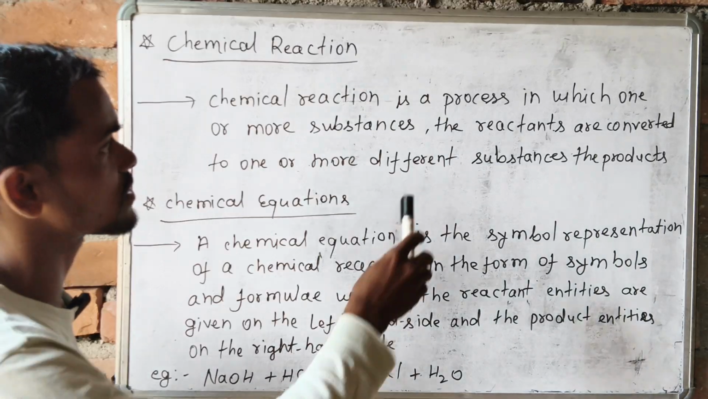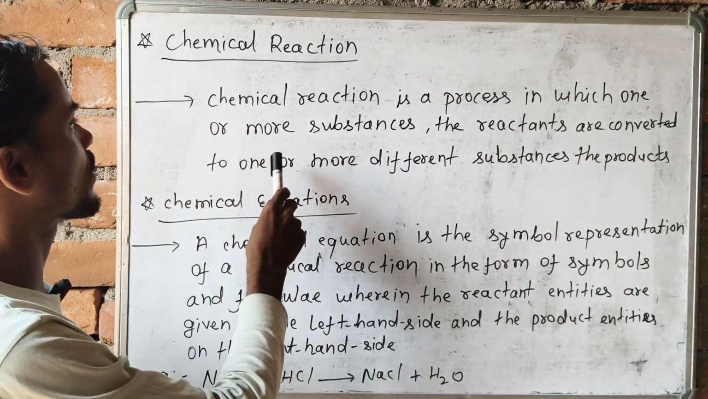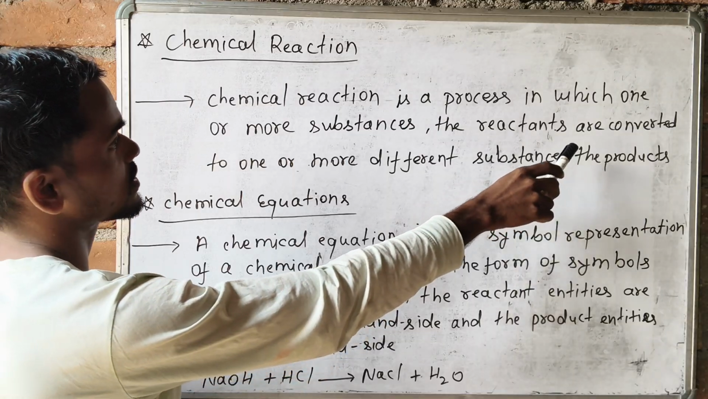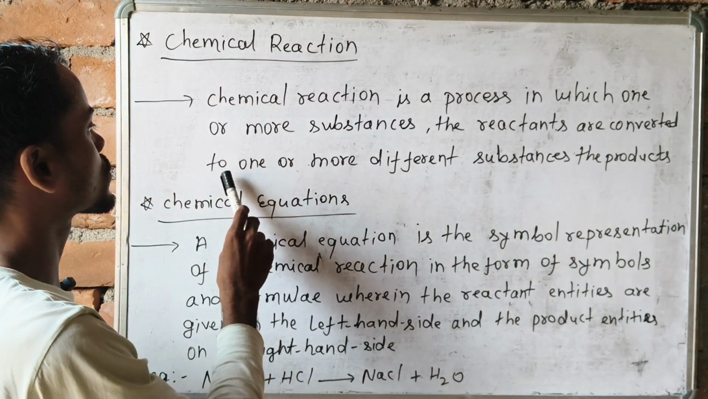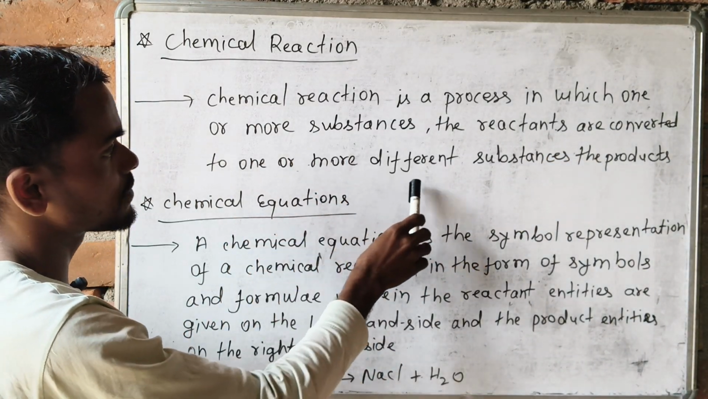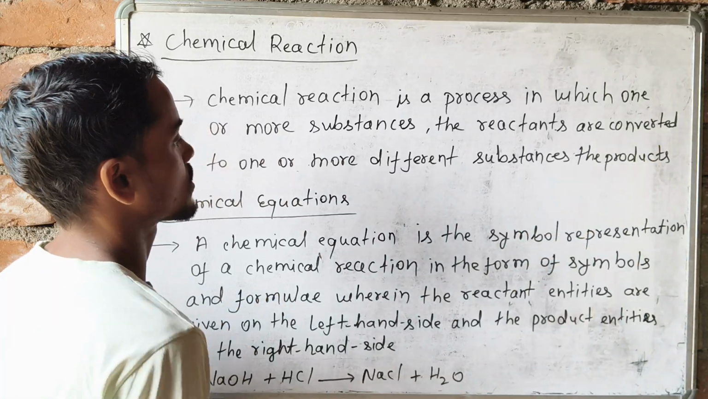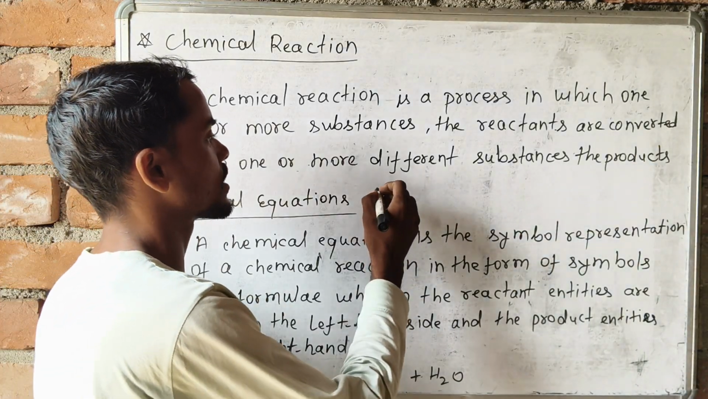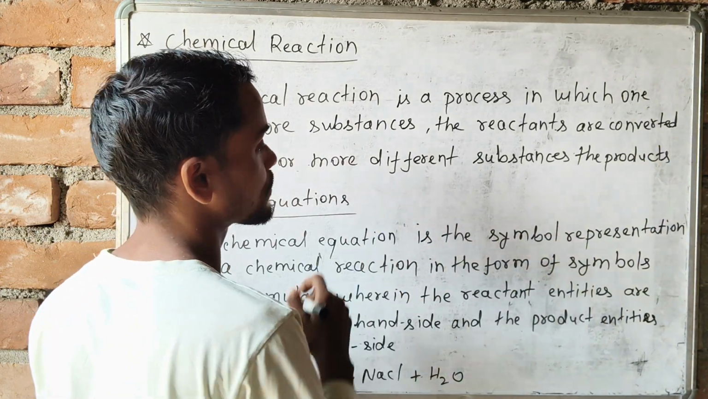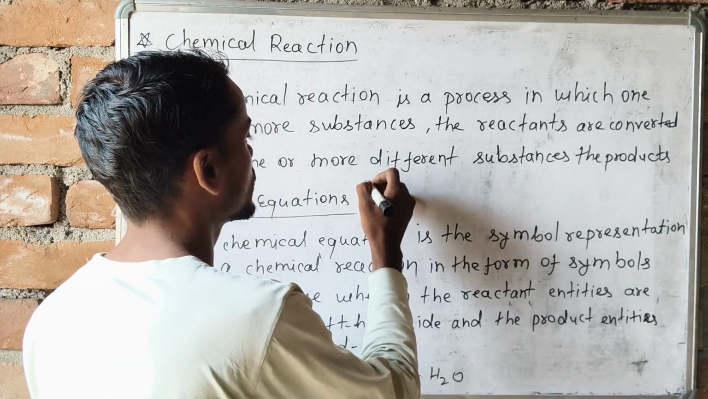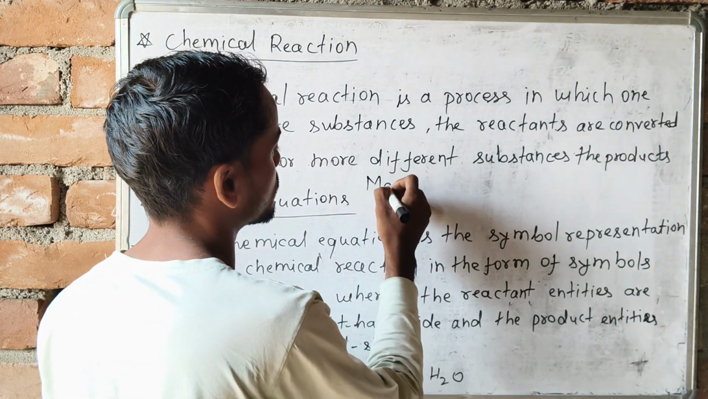A chemical reaction is a process in which one or more substances, the reactants, are converted into one or more different substances, the products. What is a reactant? Let's assume we take magnesium.